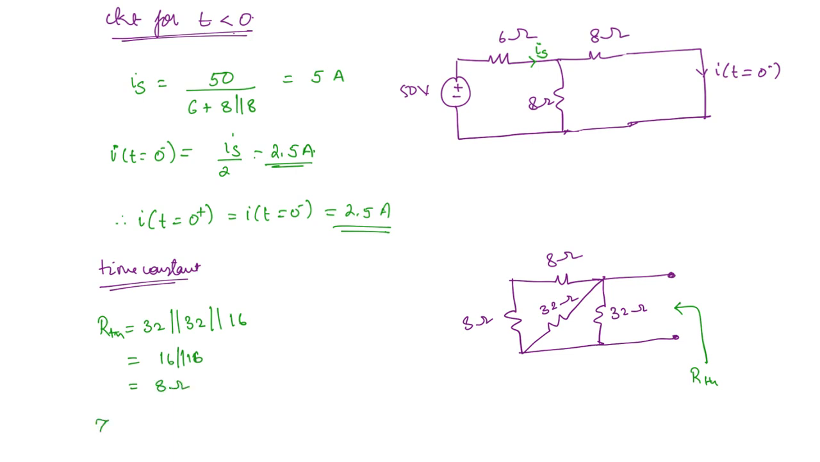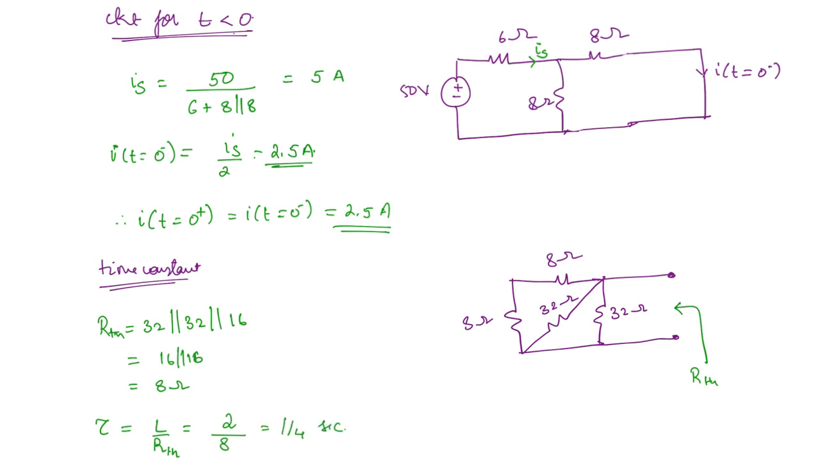Then how will you find the time constant? Tau is equal to L by RTH. Okay, so what is L? L is 2 Henry divided by 8. So you're going to get 1 by 4.